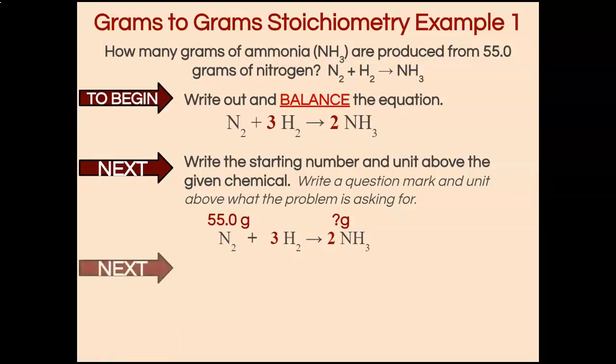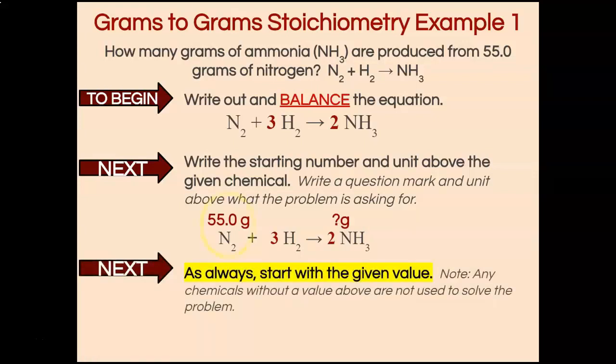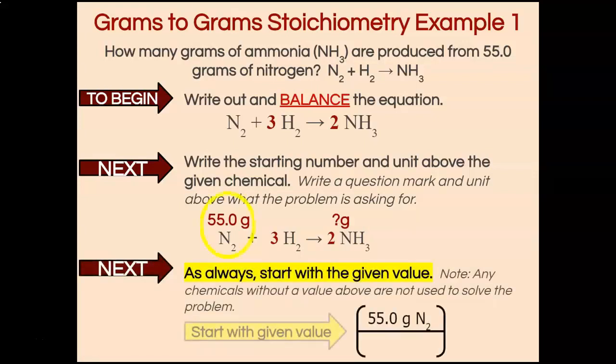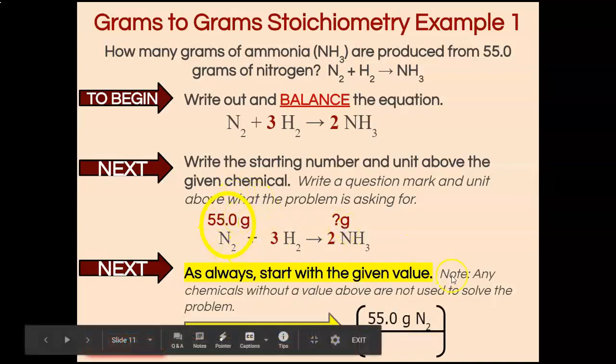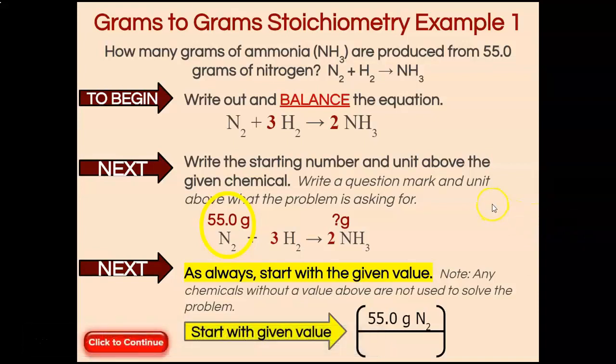All right, the next thing that I'm going to do is get started with my given value. The only place I have to begin is with the 55 grams of nitrogen. So that is going to be my starting place. So I've got 55 grams of nitrogen, and if my screen will cooperate, you can see at the bottom we're going to start with our given value.